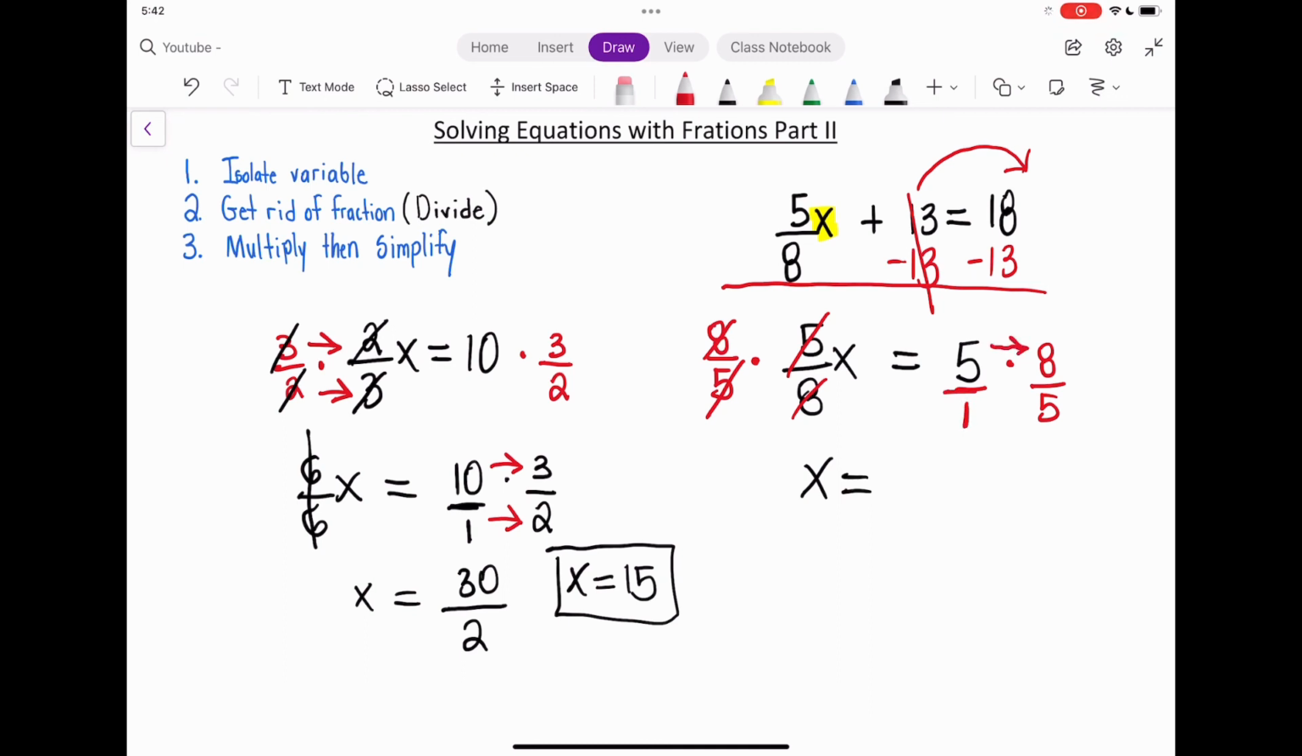Let's multiply. So 5 times 8 gives us 40. 1 times 5 gives us 5. We can simplify this fraction. So 40 over 5 gives us an answer of x is equal to 8. So please remember these 3 very key steps when you're solving equations with fractions.